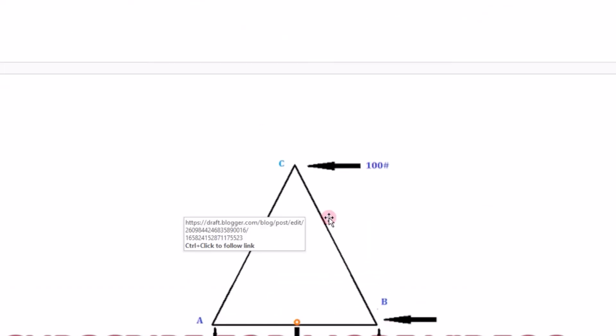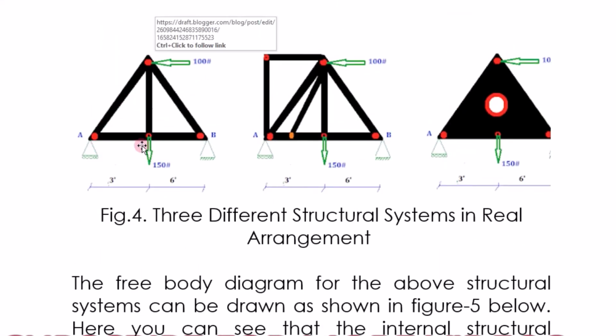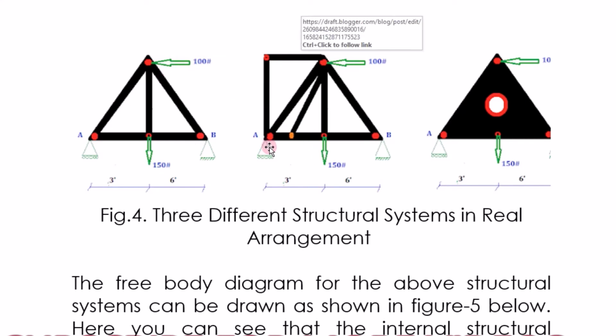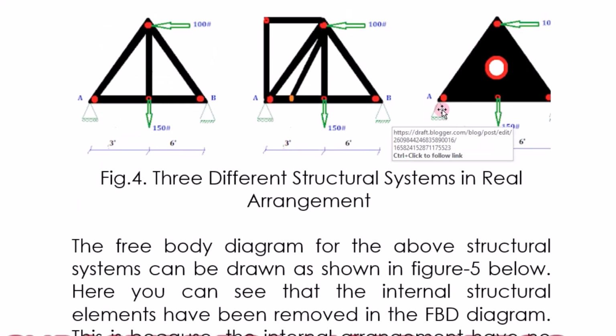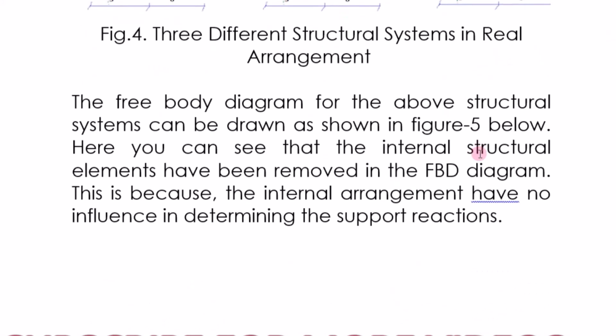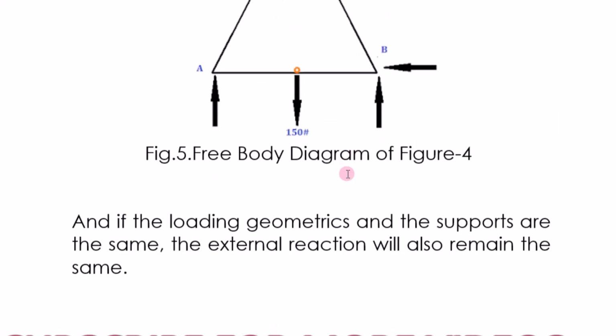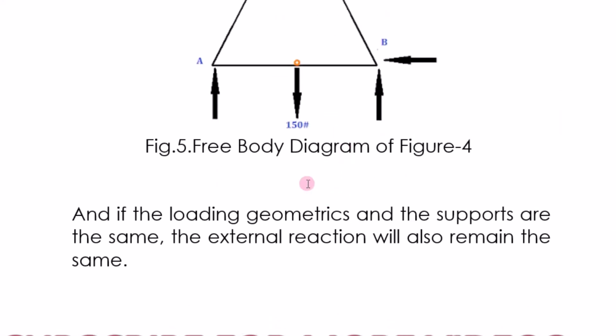Here the important reactions are from the supports and the loads, 150 units and 100 units. The other elements have no role. Right. Now, here also the supports have a role, as well as the loads 100 and 150 units, so there we also have the same free body diagram. If the loading, geometry and supports are the same, the external reactions will also remain the same. This is something you will understand as you keep analyzing by continuously drawing free body diagrams and solving problems.